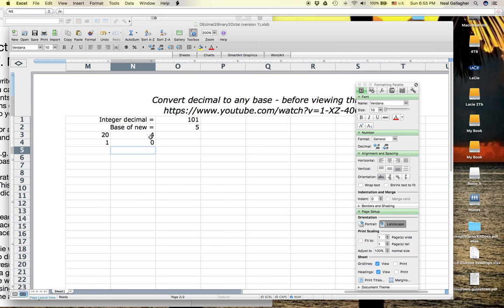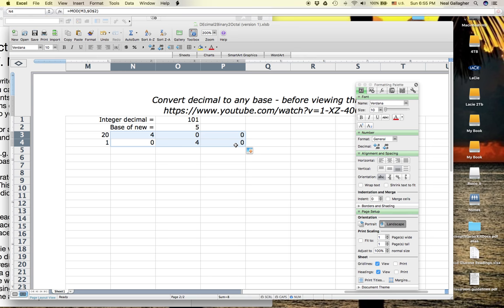Okay, now I have this number. So now I can drag these two cells over, and I hopefully will be right. And I get 4 divided by 5 is 0 with remainder 4. I'll drag these two over. And now I got 0, 0.